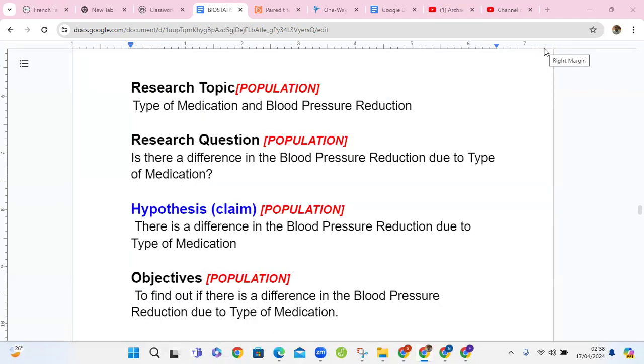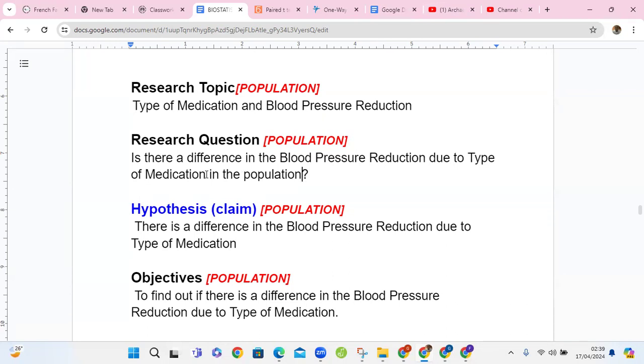So we continue with the research topic, which is with regards to the population, type of medication, and blood pressure reduction. Research question, which is again directed towards the population: Is there a difference in the blood pressure reduction due to type of medication in the population? So anytime we talk about the research question, the research topic and question is about the population.